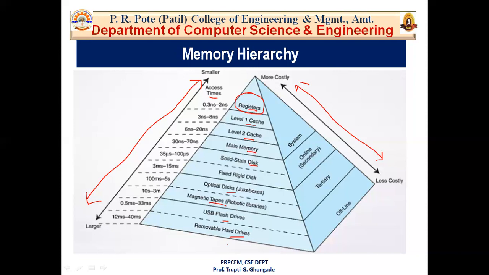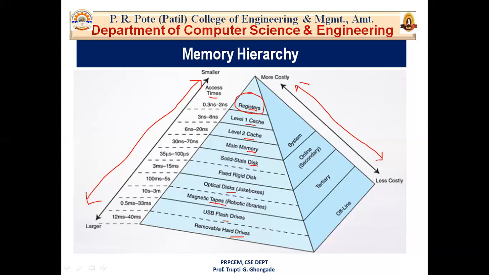Okay. Then, the time required to access the registers is smaller than for magnetic tape, and the size increases from top to bottom. Size also increases from top to bottom. Now what we can understand from this memory hierarchy is that if you go from top to bottom, your access time increases as well as your size, but cost reduces. So the size of a register is less as compared to magnetic tape.